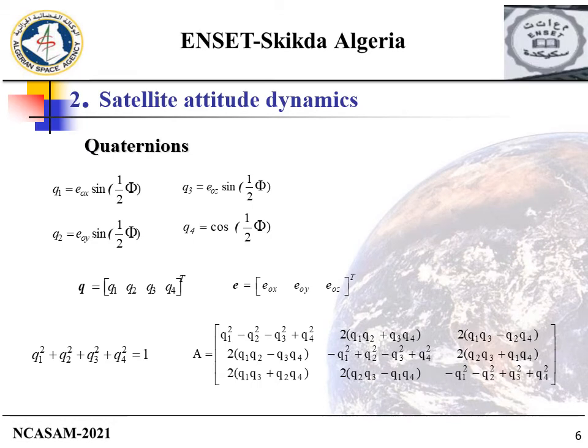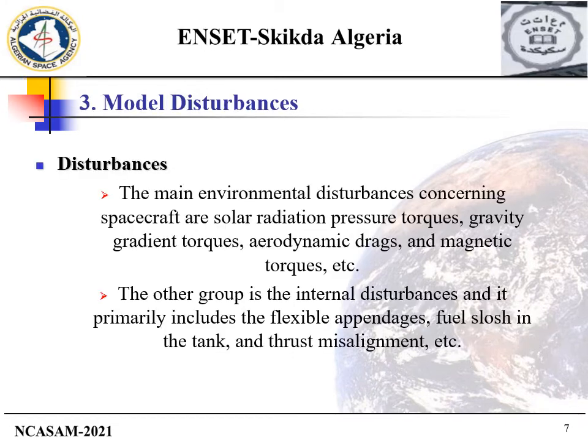The Euler parameters in terms of the angle phi and the axis of rotation E are given by the first four equations, where Q is the attitude quaternion vector and E is the Euler vector in the orbital frame. The four Euler symmetric parameters are not independent but satisfy the following property, where the sum of their squares is equal to 1. Finally, the rotation matrix is expressed in terms of the symmetric Euler parameters, expressed in matrix A.